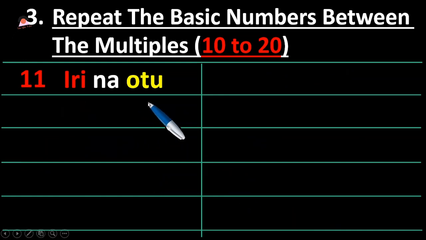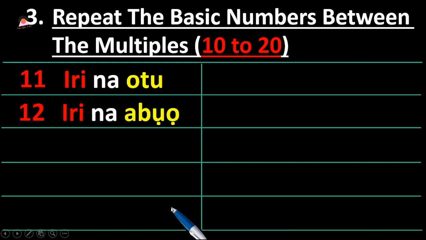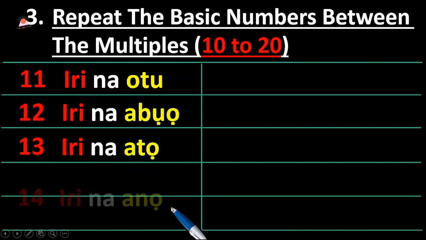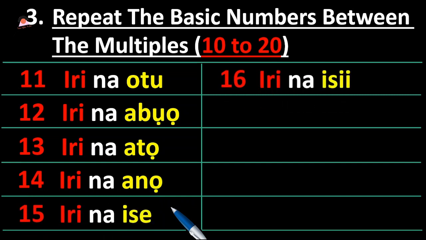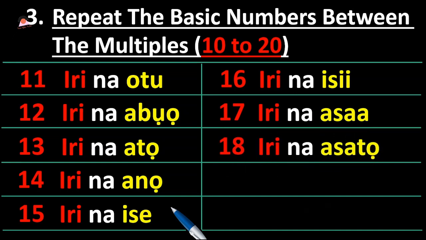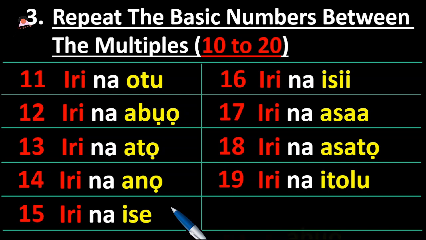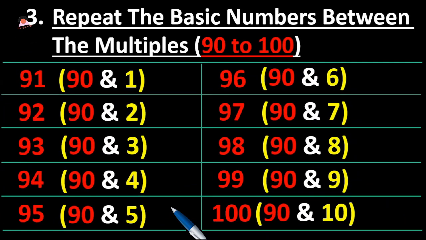11, iri na otu. 12, iri na abo. 13, iri na ato. 14, iri na ano. 15, iri na ise. 16, iri na isi. 17, iri na asa. 18, iri na asato. 19, iri na itolu. 20, iri abo. Let's move on from here.